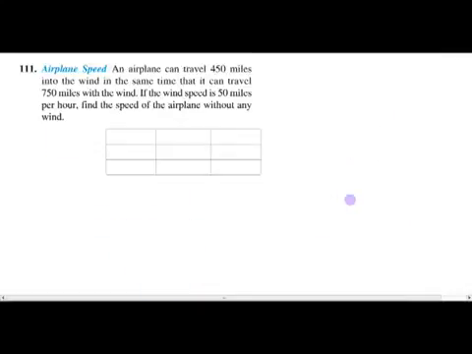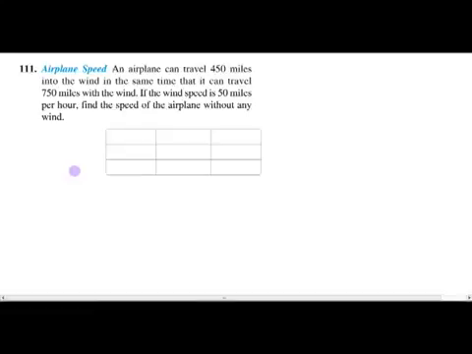A similar distance rate time problem is an airplane speed problem. It's just that the travel medium is now air instead of water. An airplane can travel 450 miles into the wind in the same time that it can travel 750 miles with the wind. If the wind speed is 50 miles per hour, find the speed of the airplane without any wind.